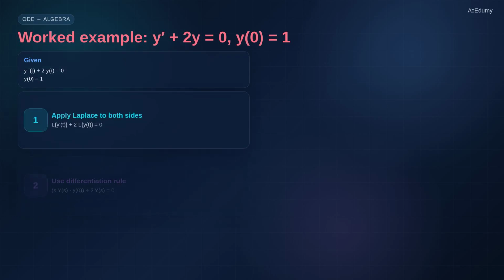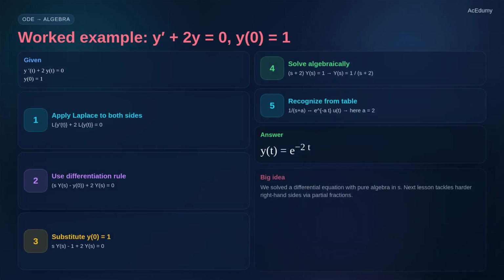Time for a small but complete example showing why this matters. Solve y prime of t plus 2y(t) equals 0, with y(0) equals 1. Take the Laplace transform of both sides. The differentiation rule gives sY(s) minus 1 for the y prime term plus 2Y(s). Group: (s plus 2) times Y(s) equals 1.